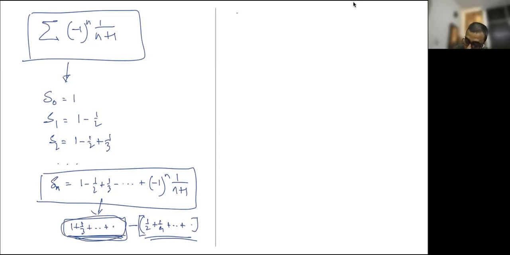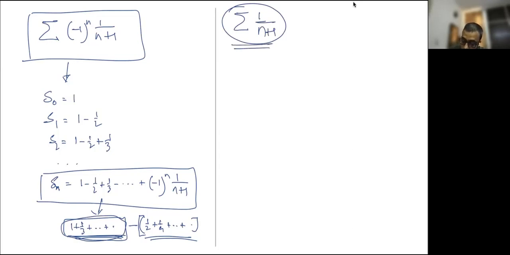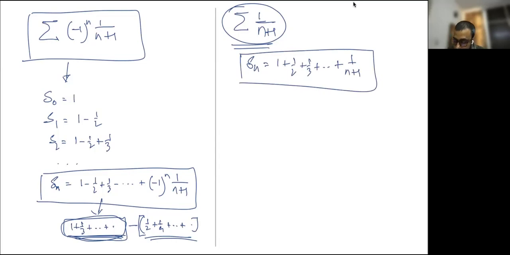So since we did not see what happens to the partial sum of this series, let's just look at that first, and then I'll come back to this example. So here, what is Sn? Sn is 1 plus half plus 1/3 plus up to 1 by n plus 1. Okay. Now, I had mentioned that this does not converge, but do you know of a proof? Can you tell me why?